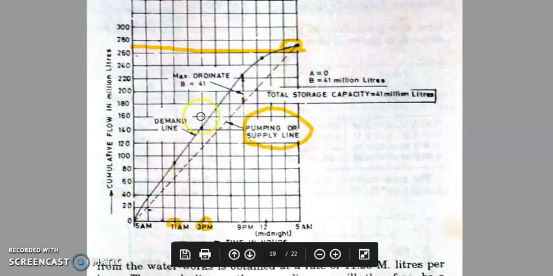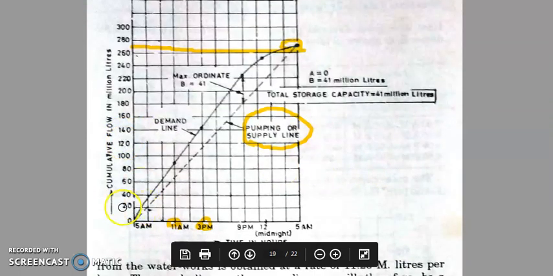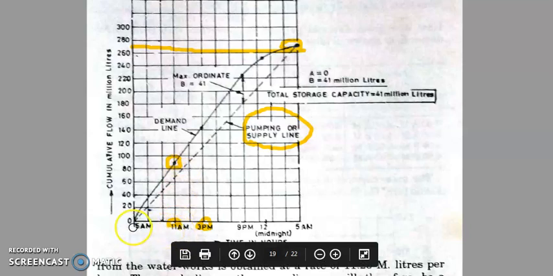And the demand line, the first value is 90, the second is 144. So first is 90, here it is 80, here it is 90. So you will have the first dot here, 90, that is in between 5 a.m. to 11 a.m. Then 11 a.m. to 3 p.m. it is 144. So here it is 140, so slightly more than that, 144.